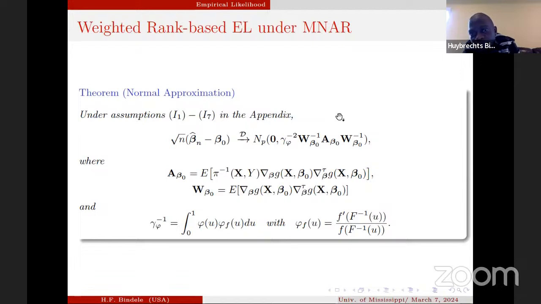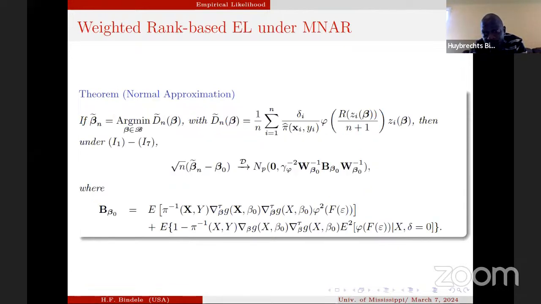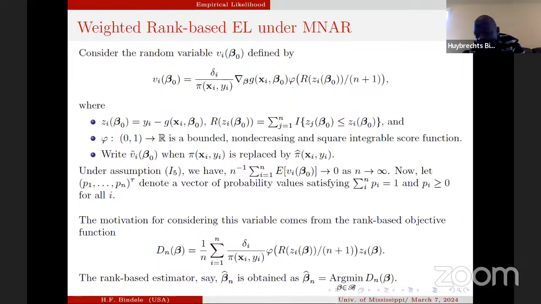But of course, we know that if you have a normal random variable and you square it, you're going to end up with a chi-square distribution. That is the idea. So we were able to do that. So we have this normal approximation, and how do you come out with the empirical likelihood?